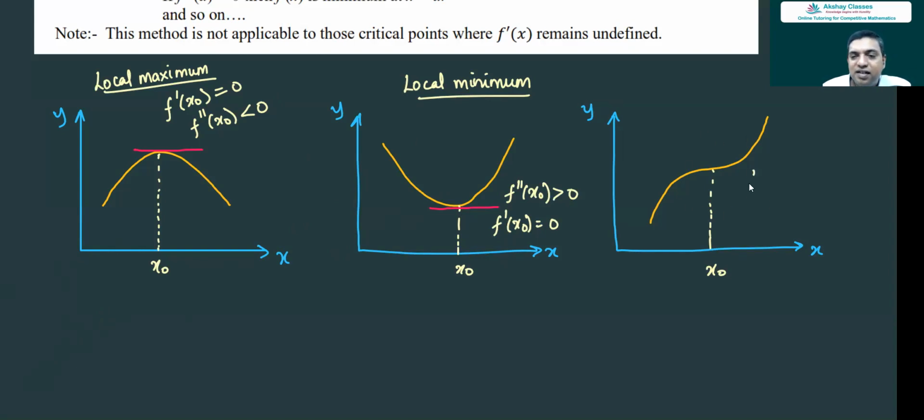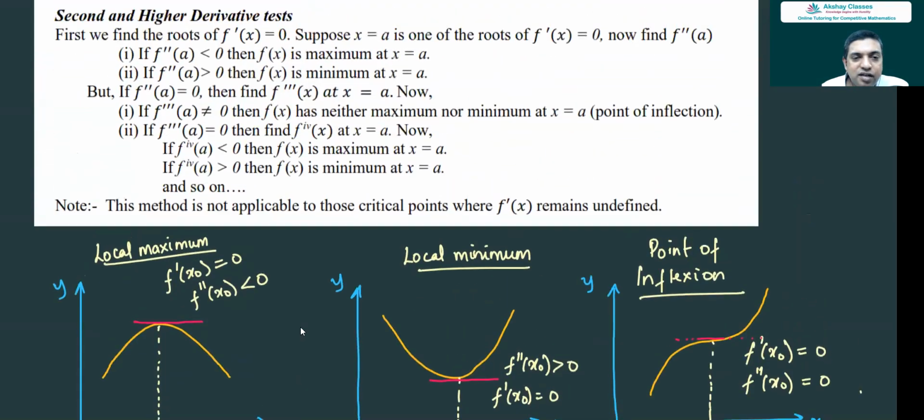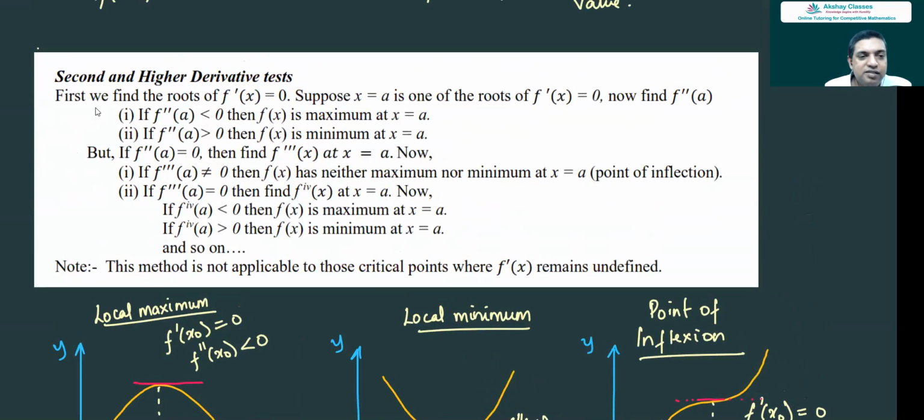And in the third case, f dash x is equal to 0 at x naught and f double dash x is also equal to 0 at x naught. So most likely it's a point of inflection, but you will have to test it. Of course, if you do the first derivative test, then you can immediately say it's a point of inflection. If you have to go by higher derivative test, then you will have to check it. So let us go and study this, what this definition says.